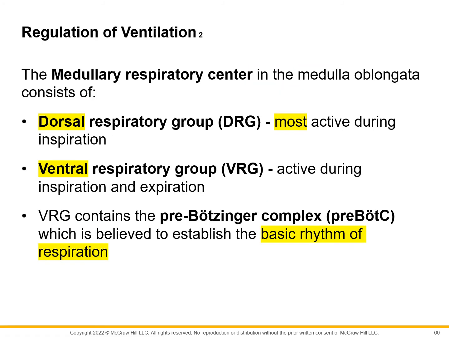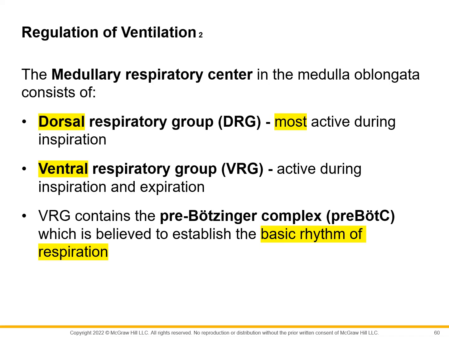Let's talk more about that medullary respiratory center. All right, so again, the medullary respiratory center is located at our medulla oblongata, and it has 2 components, all right? The dorsal respiratory group, or DRG, and the ventral respiratory group, or VRG.